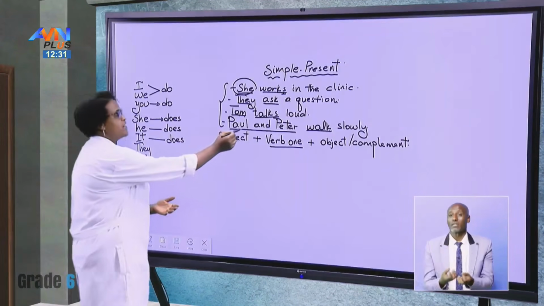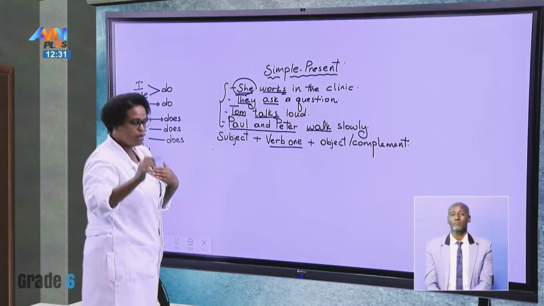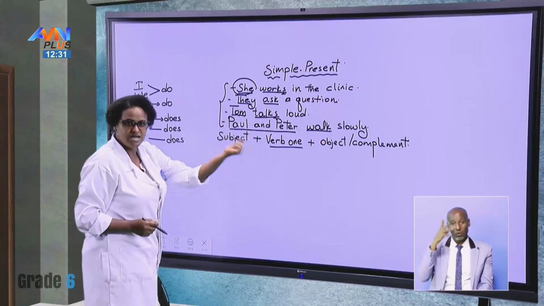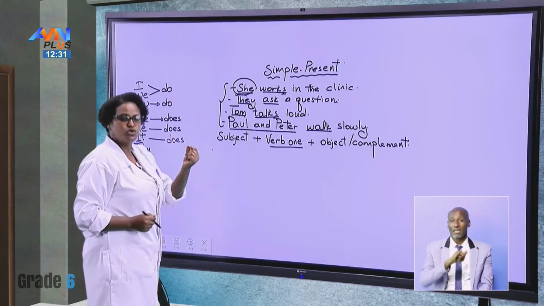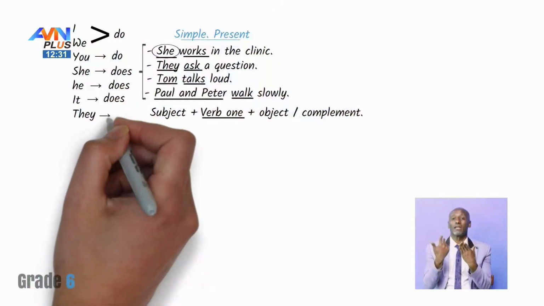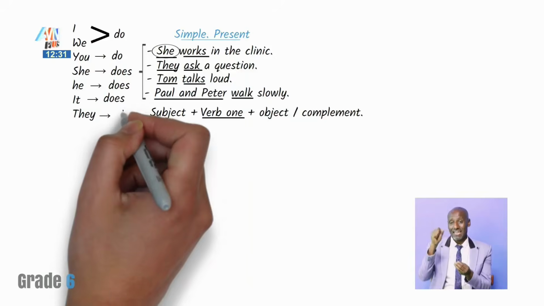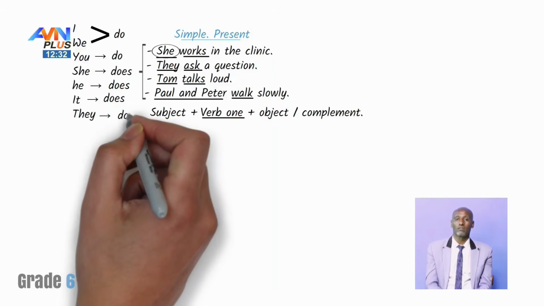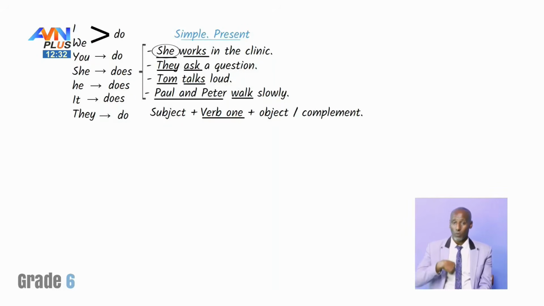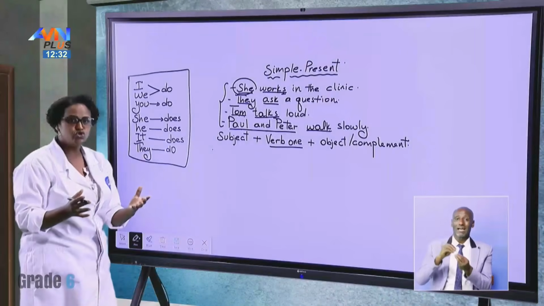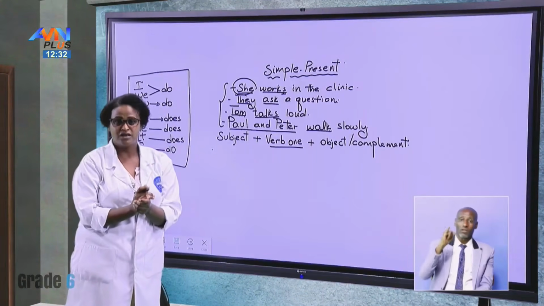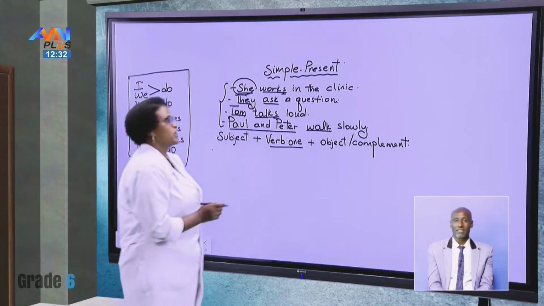As you can see here, I am talking to you about Paul and Peter. Paul and Peter, since it is they, which is plural, we don't need to add S or ES. It remains what? Do. Okay? So these are the cases that we need to add S or ES. I am sure you know when to add S or when to add ES or IES, right? Let me remind you in a few seconds, okay?